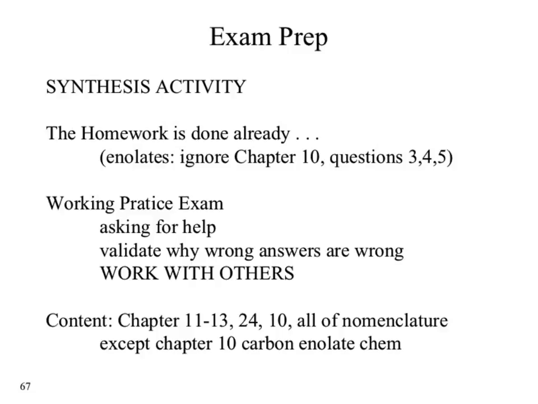Okay? Content for the exam: chapters 11, 12, 13, 24, 10, and all of nomenclature, except Chapter 10 enolate chemistry. That's a lot of material, but remember 11 and 12 were review. Most of nomenclature was review. 10 is new content. 24 had Diels-Alder as new content, and then the rest of it was review. 13 is you working questions and synthesis.